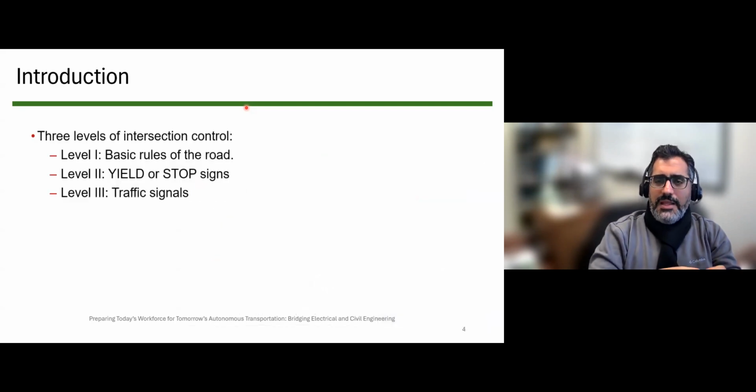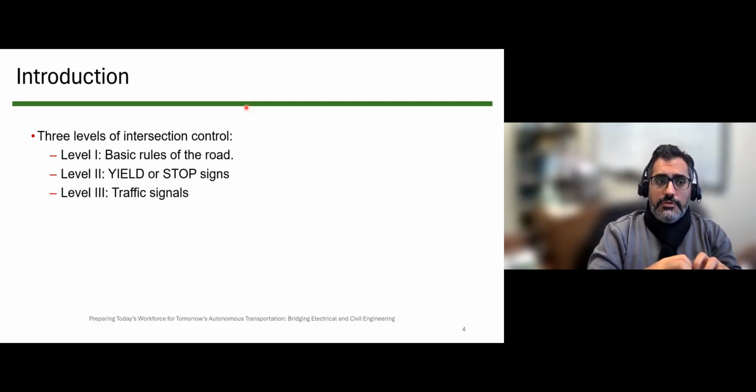What does that mean? It means that we mainly have three levels of intersection control. Level one is something we call basic rules of the road. It means that I, as a traffic engineer, as a designer, do not get involved. It is the drivers who have the opportunity, the freedom, and the ability to make the decision at intersections. This is usually very local streets, low speeds, low volumes. If there is enough visibility of the conflicting movements, drivers are able to make a decision by themselves.